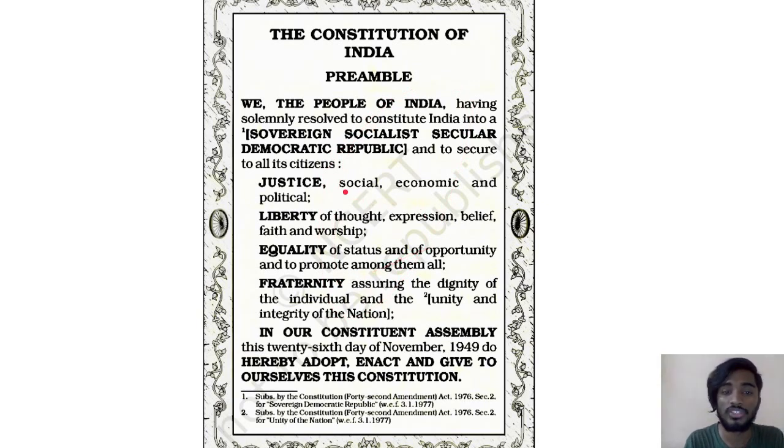And what are the types of justice which are guaranteed by the preamble? Social justice, economic justice, and political justice. Liberty: liberty of thought, expression, faith, belief, and worship. Equality of status and opportunity. So you have to remember all these things and also the adjectives which are attached to the word republic. They are sovereign, socialist, secular, and democratic, and you should remember this in the same order. So this is the preamble, and just learn it verbatim.